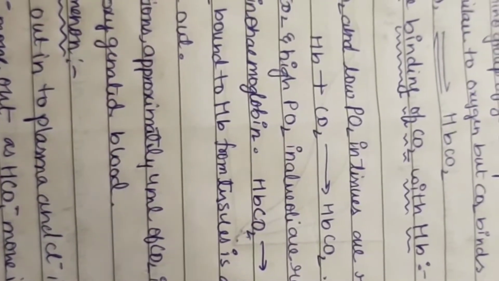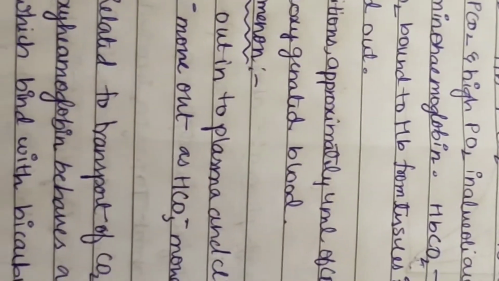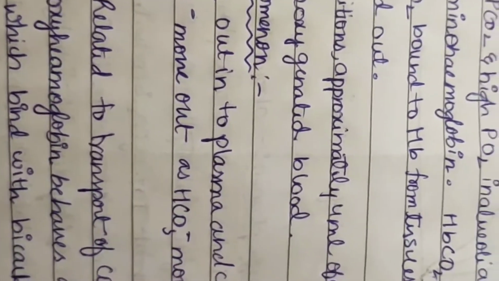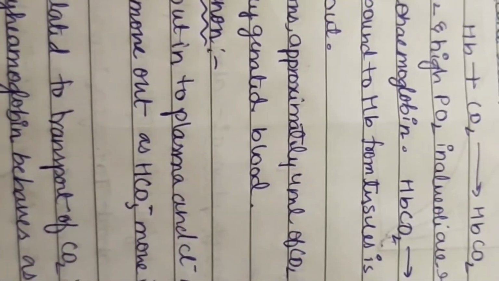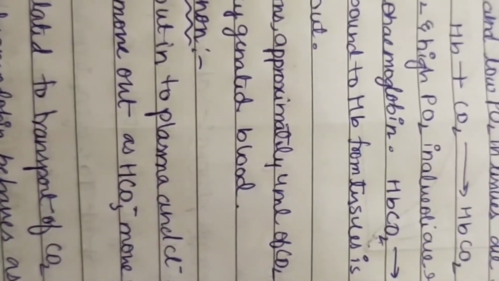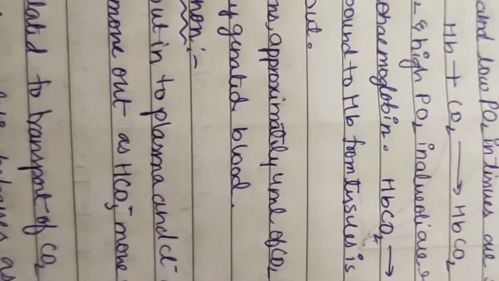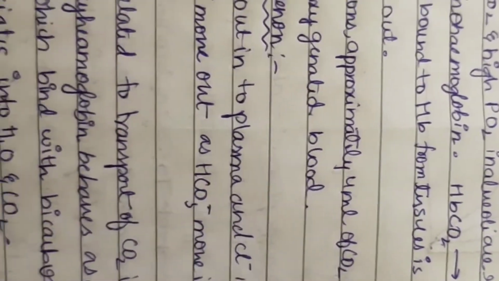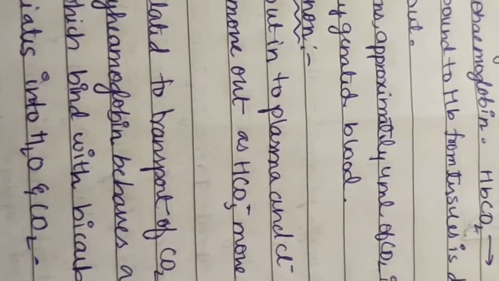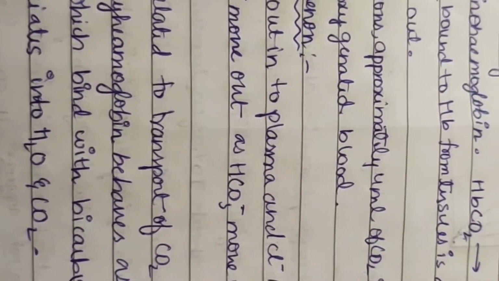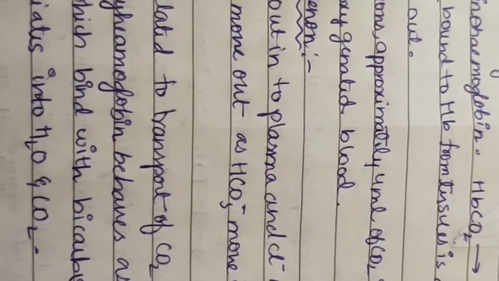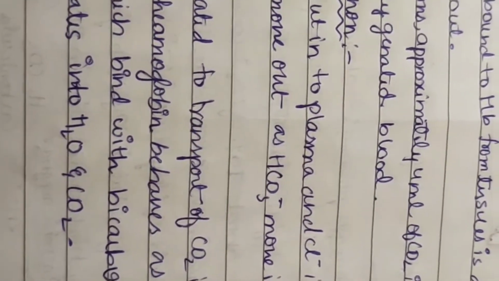Now Hamburger's phenomenon. Here HCO3 minus ions diffuse out of the RBC into the plasma and Cl minus enters. This is called the chloride shift. Whereas if chloride moves out and HCO3 minus comes in, it is known as the reverse chloride shift. Then Haldane's effect, related to transport of CO2 in blood, based on the simple fact that oxyhemoglobin behaves as a strong acid and releases an excess of H plus ions, which bind with bicarbonate HCO3 minus to form H2CO3, which dissociates into H2O and CO2.